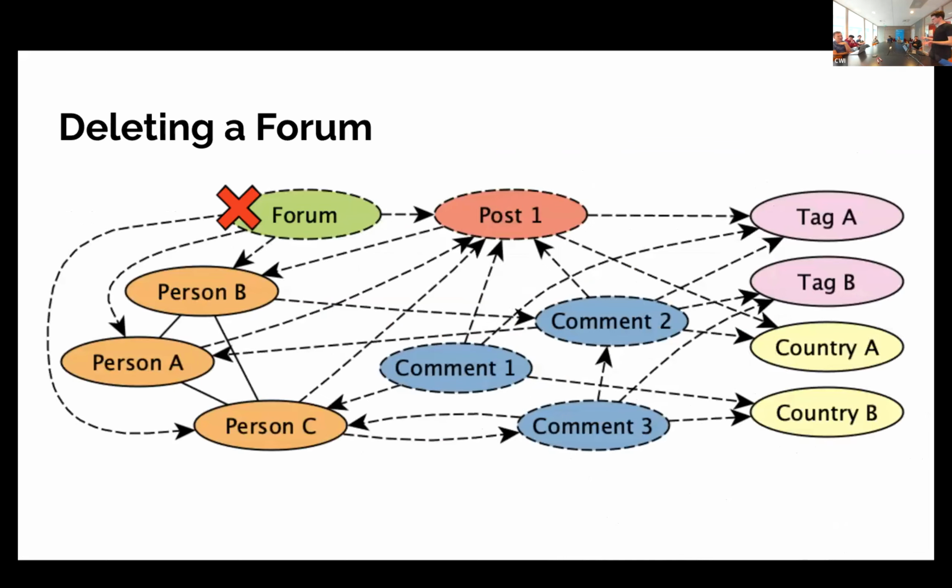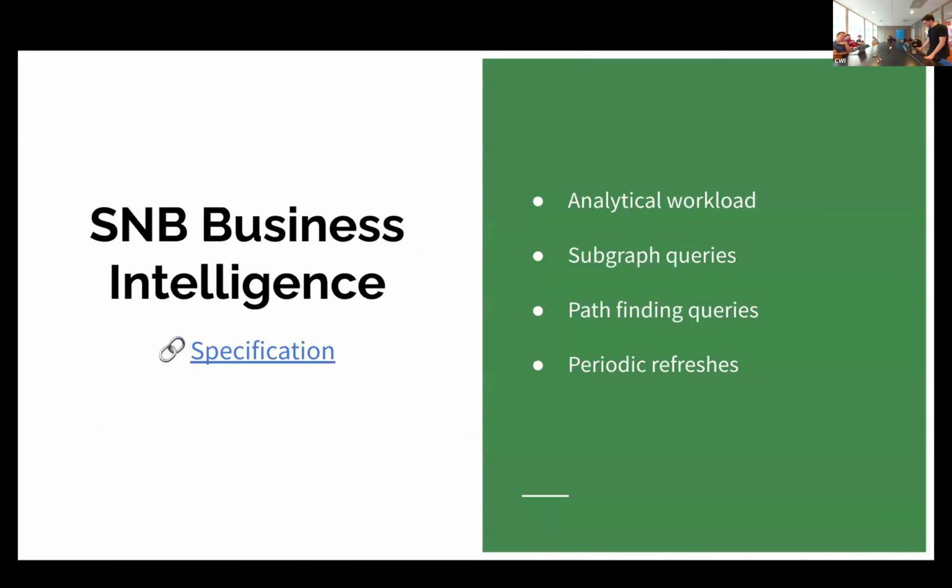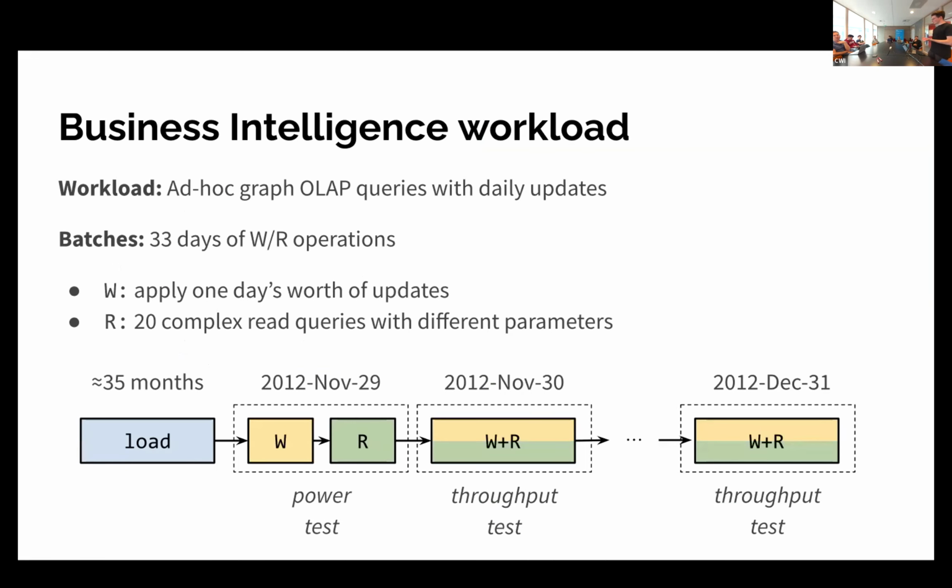Even something as simple as deleting a small forum, which is just one operation, can result in 20 plus deletes, as demonstrated on these slides, because it deletes everything which is underneath the forum. Deleting a person can easily result in deleting 5,000 to 10,000 entities, so it's quite a heavy hitting operation to the database. One benchmark that we have recently worked on is called the SNB Business Intelligence. This is analytical in nature, and you can think of it as a graph OLAP workload.